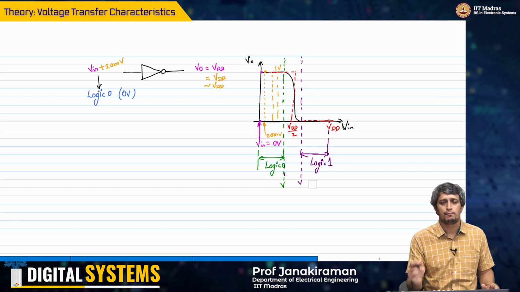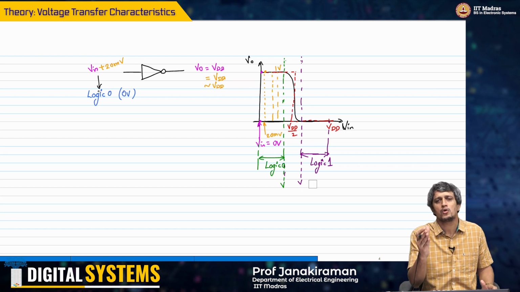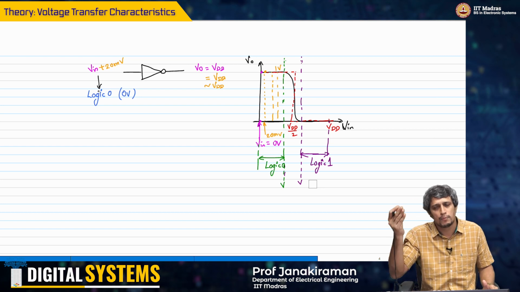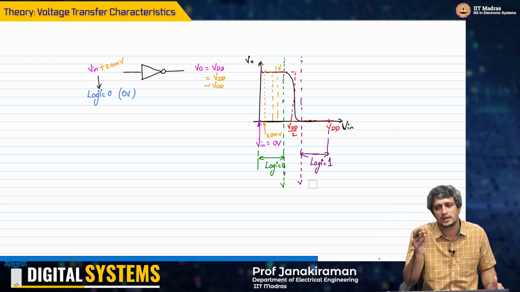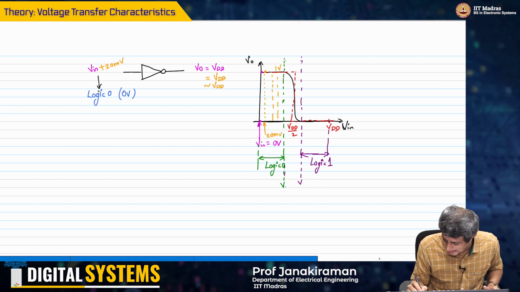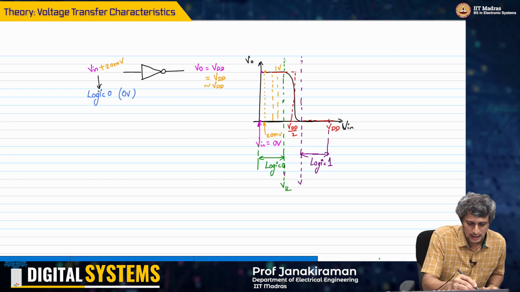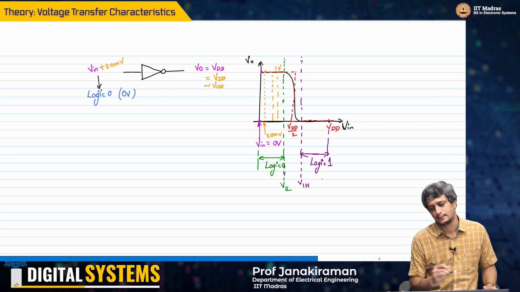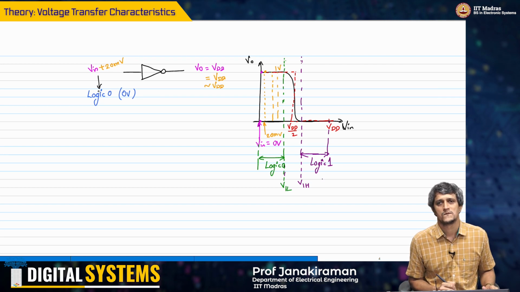It is the boundary up to which I want to consider the input as a logic low and a boundary after which I want to consider the input as a logic high. So therefore I will call this VIL and this point VIH. Okay.